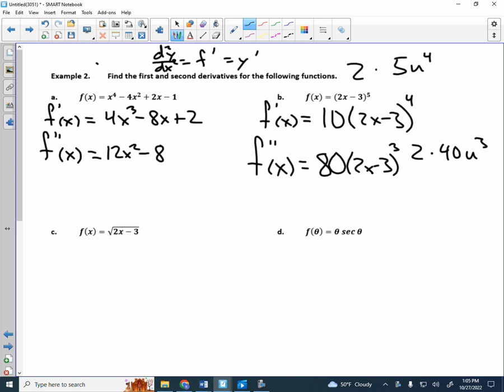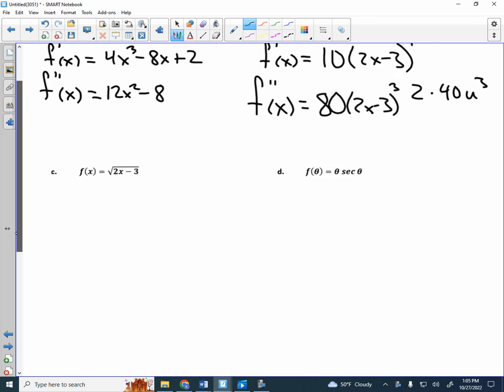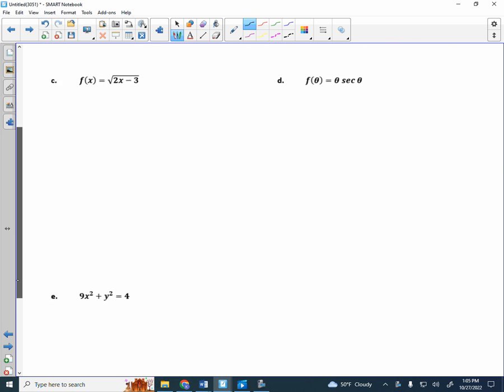I'm going to use the boxes for letter C. I just wanted to see if people were connecting without the boxes. Yep. The boxes are kind of a comfort zone, okay? All right, let's try letter C. I need to use the chain rule, and I'm going to choose to use the boxes here.